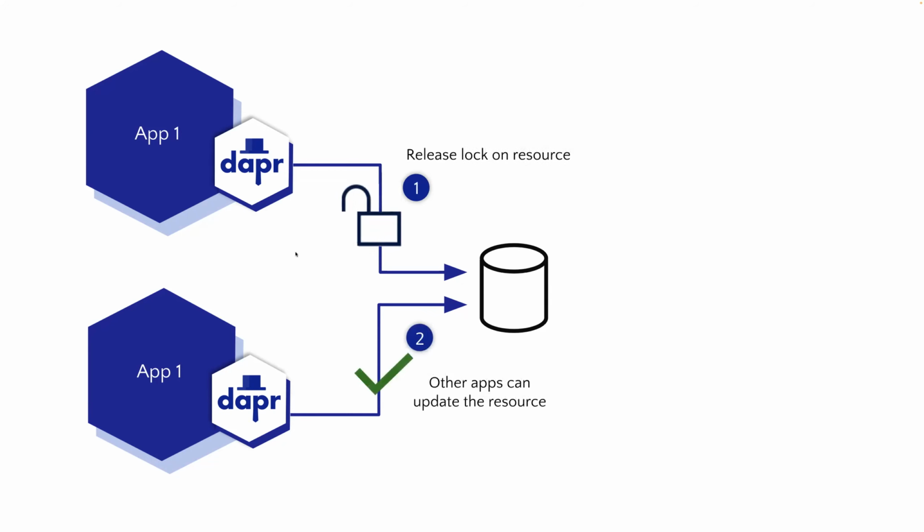In this case, what we're seeing is we have two applications, and the same app that locked the resource can unlock the resource. And so at that point in time, other instances of the same application can actually get a lock and update the resource again, but then, only one instance.